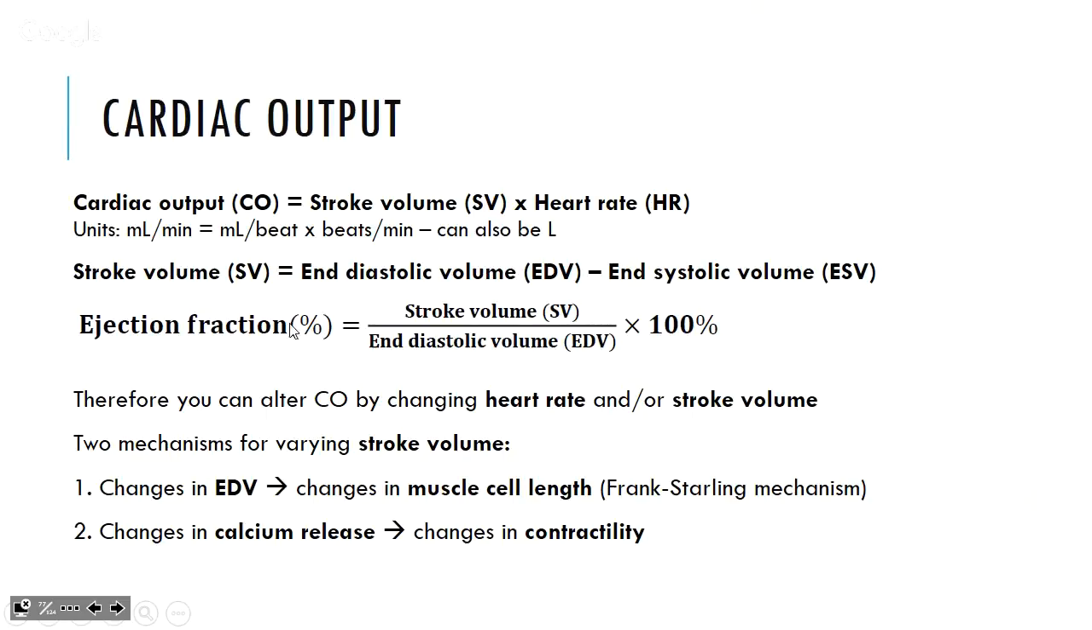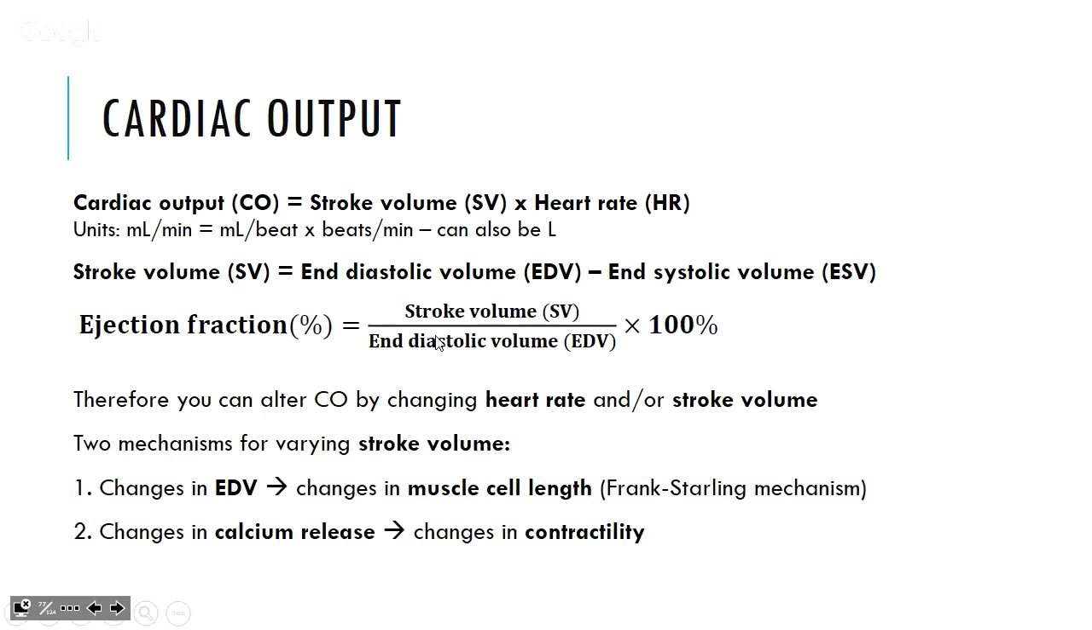So now we have the ejection fraction. It's just the fraction of the stroke volume over the end diastolic volume. In simpler terms, it's just the fraction of how much blood is being pumped out of the total volume of blood. So there are some ways we can increase or decrease cardiac output.